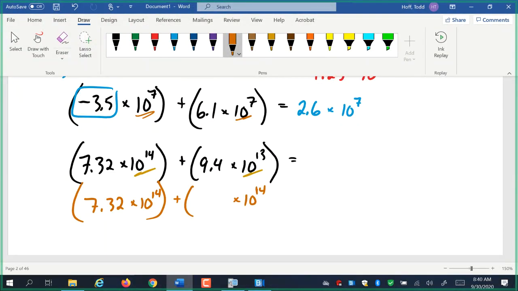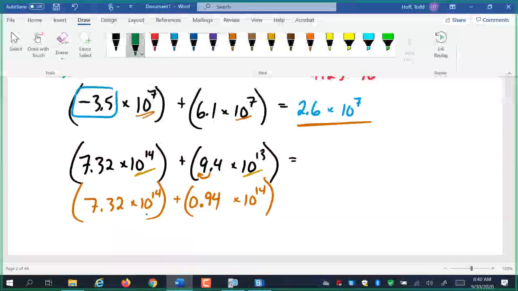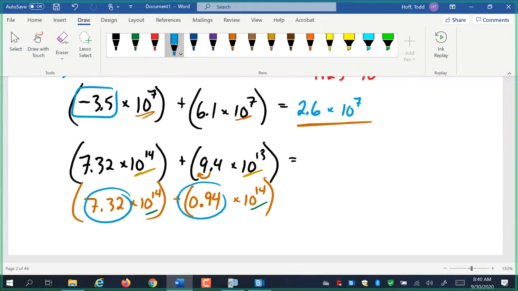Now it's kind of the reverse of what we did up here. The power got larger by 1, so the number has to get smaller by 1 decimal point. That becomes 0.94. Now we have the same name, the 10 to the 14th. So we can combine counts. 7.32 plus 0.94 is 8.26. And we have the same name, 10 to the 14th.